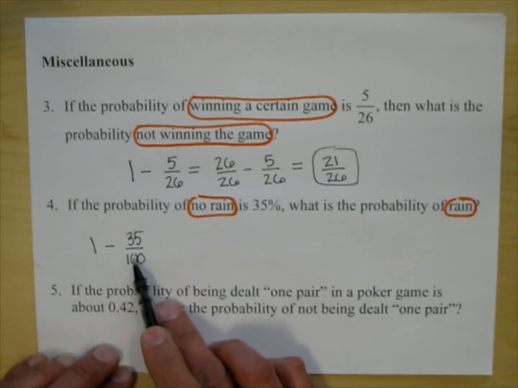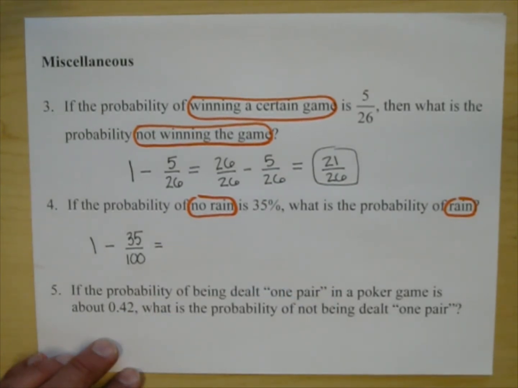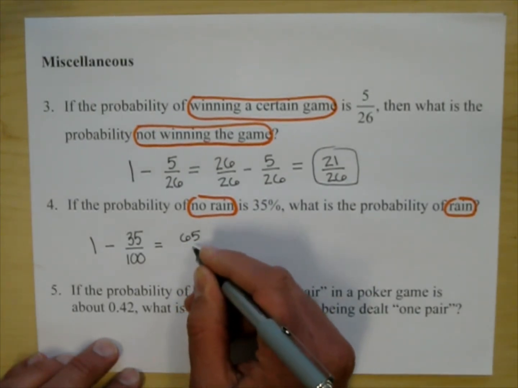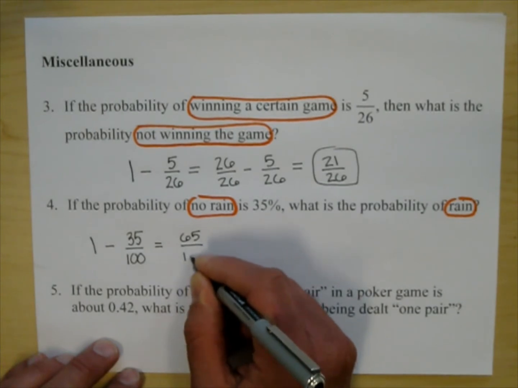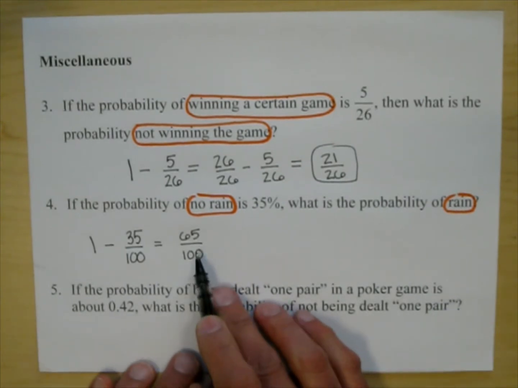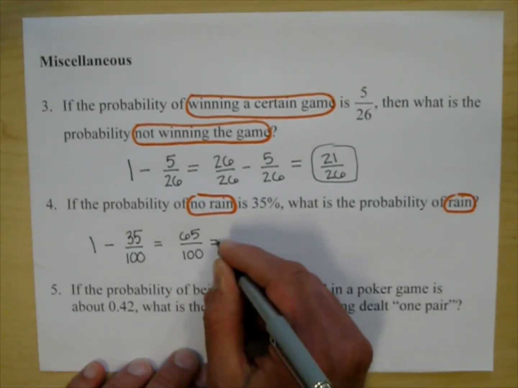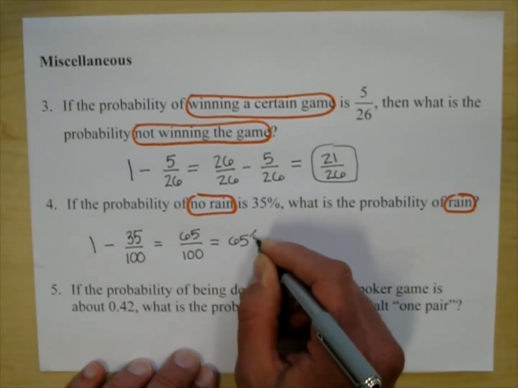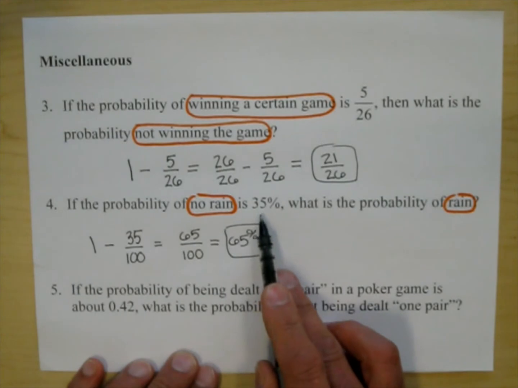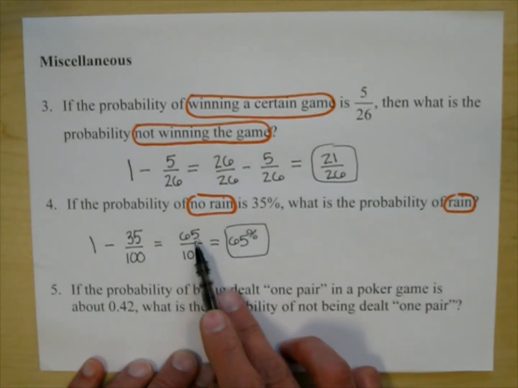So really all I have to do is go 100 minus 35. 100 minus 35 is 65. It's going to be 65 over 100. Now, we could reduce this fraction, so if we're going to keep our answer as a fraction, we would have to reduce this fraction. But the deal is, I'm going to just change this back to a percentage. So this is 65%. Because they gave me the probability in terms of a percentage, I give my answer in terms of a percentage. Now, if you'd like to reduce that, you can do that.